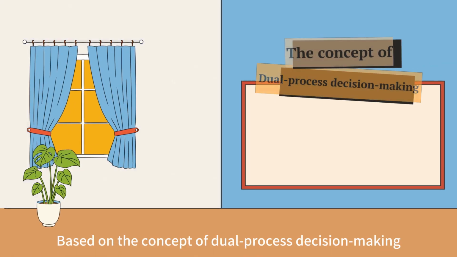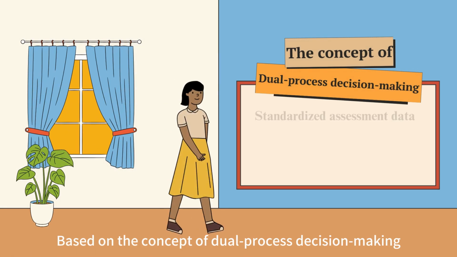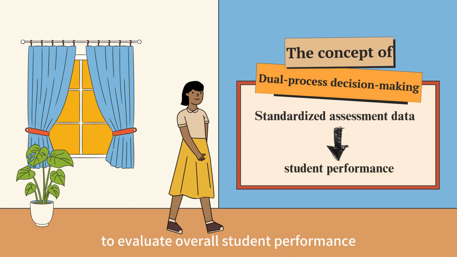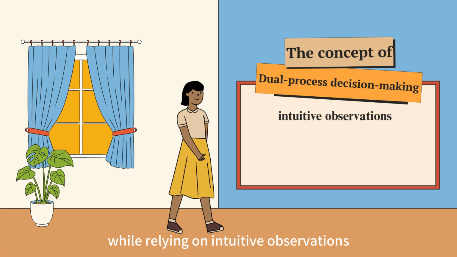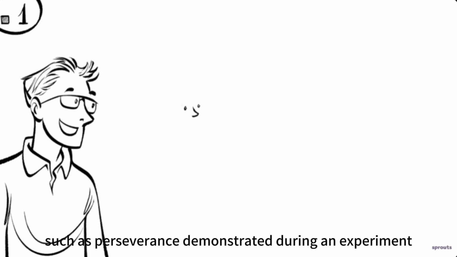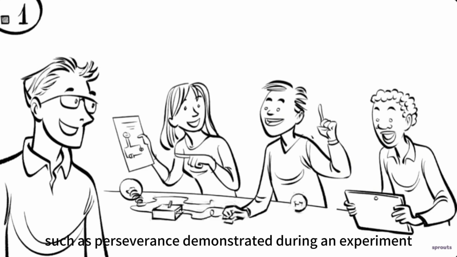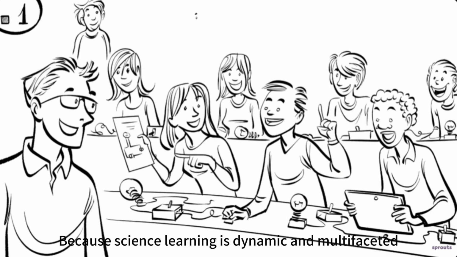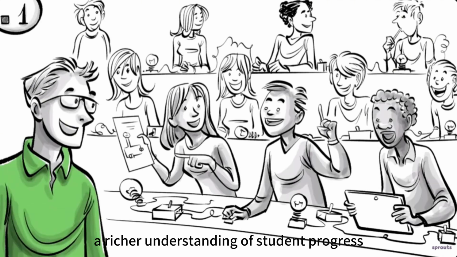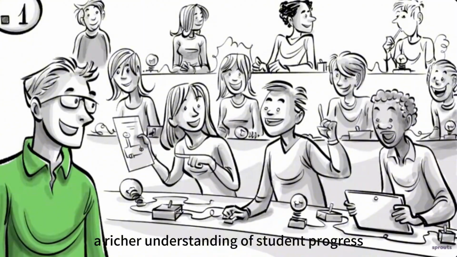Based on the concept of dual process decision-making, teachers can use data from standardized assessments to evaluate overall student performance, while relying on intuitive observations to identify specific behaviors, such as perseverance demonstrated during an experiment. Because science learning is dynamic and multifaceted, these combined insights can provide a richer understanding of student progress.